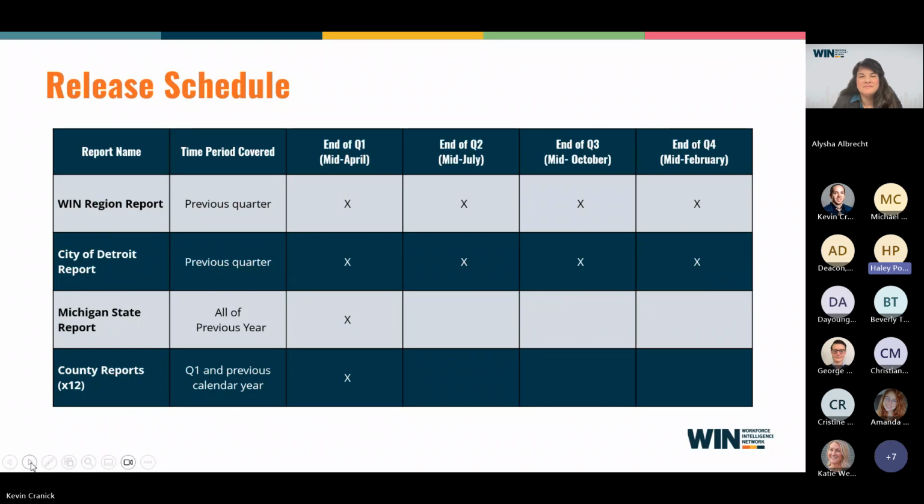So the quarterly reports come out after, like, Q1 will come out in Q2. And then the state of Michigan report and the county reports usually come out, the hope is, end of Q1, beginning of Q2. And they are all put on our website and promoted as soon as they're out. So hopefully they're pretty quick and timely, depending on the data team's other projects. Next slide.